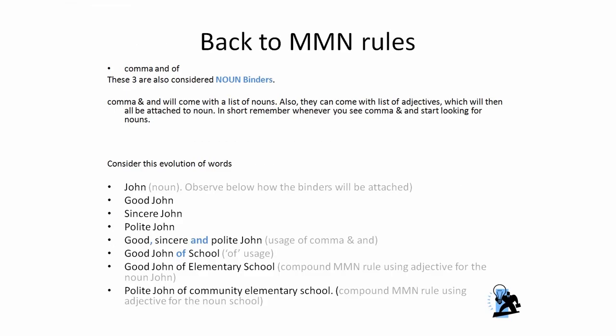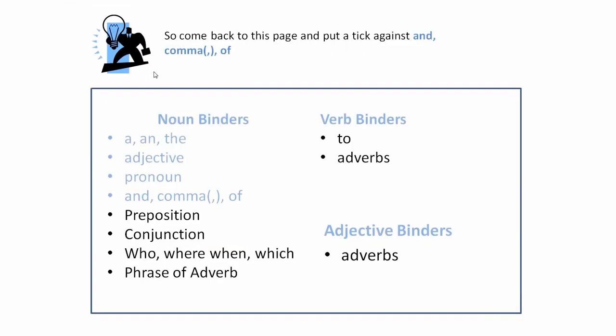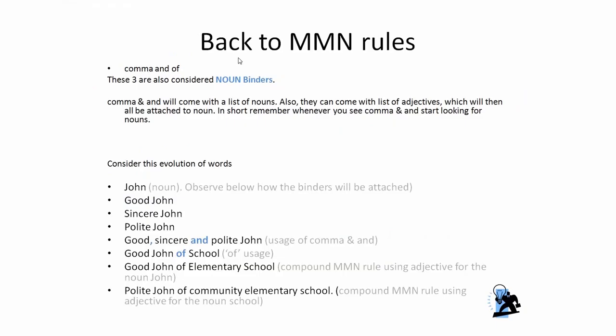So continuing with the noun rules, the next noun binder that we are trying to learn is comma and of. Okay, comma and of. So consider the way these nouns become this big. Now I'm just starting with John, and finally you can see that we have a very big segment here.